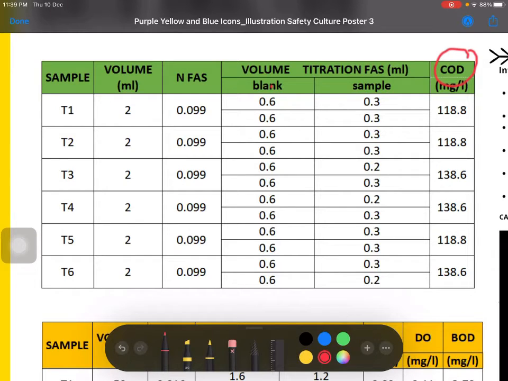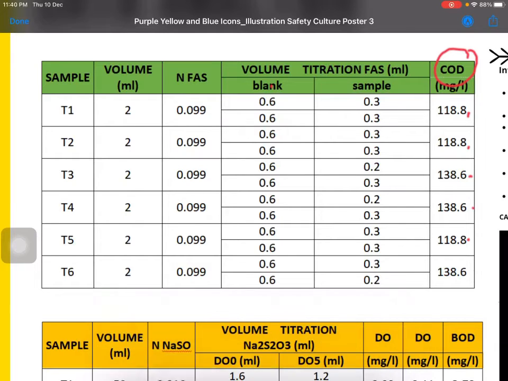As you can see here, the trend of the data is actually quite the same. Samples T1, T2, and T5 show the same value. T3, T4, and T6 show the same value. So you can see that it is showing the same trend.